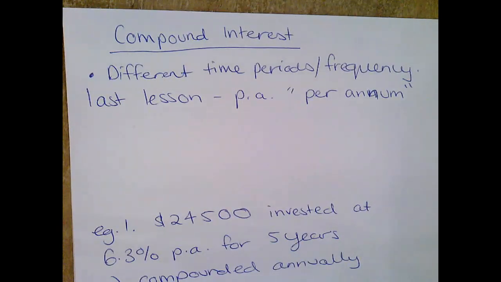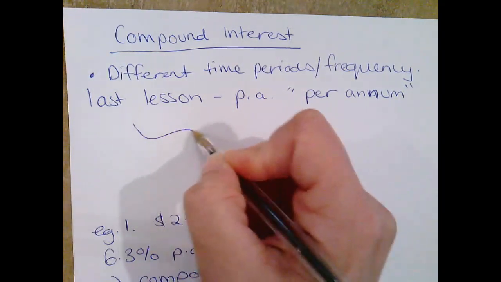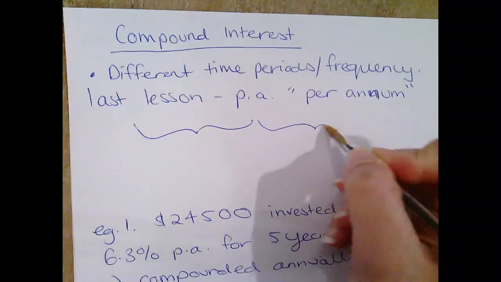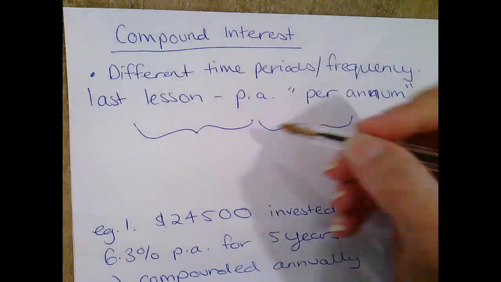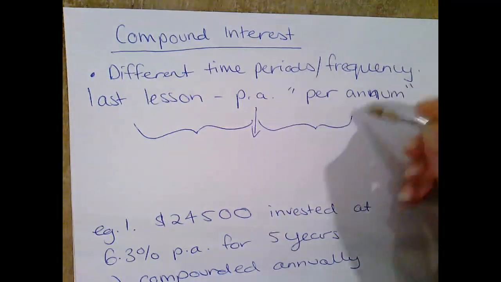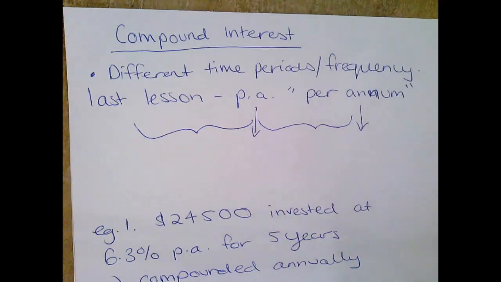Okay, so last lesson we looked at the compound interest formula and when an amount of money was compounding per year or per annum. So basically, if we have an amount of money, say it's in there for 2 years, so 1 year and then 2 years. If something is compounding per annum, then we get interest paid in there and interest at the end.